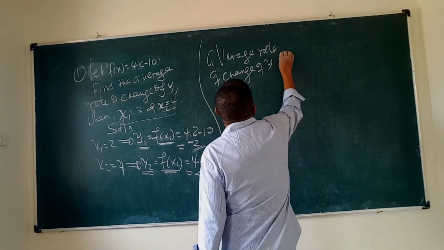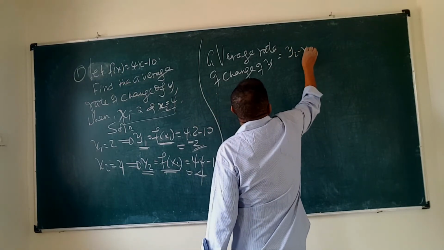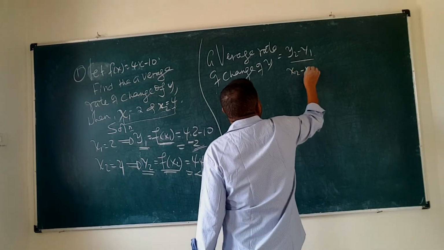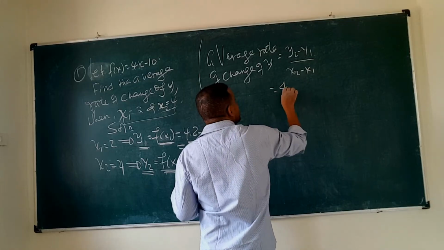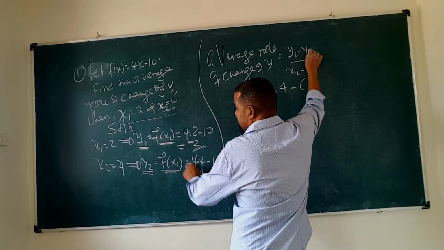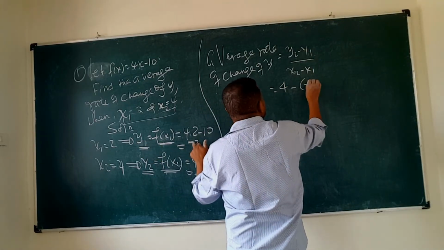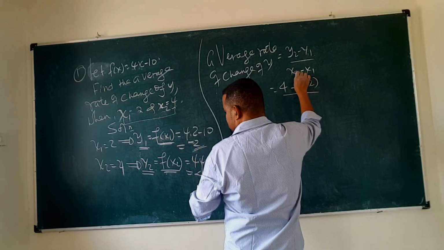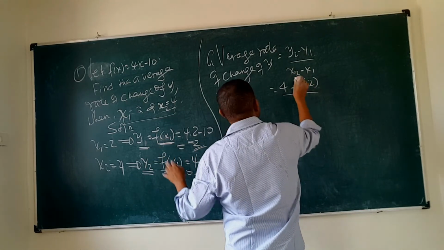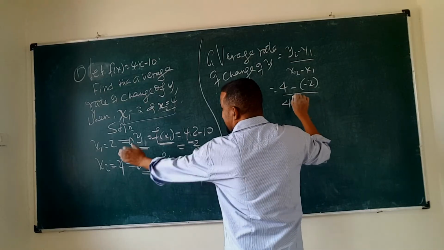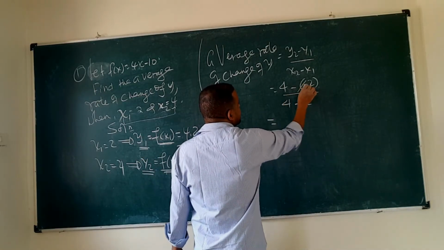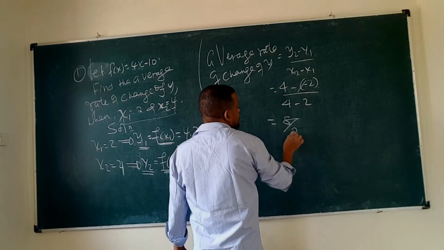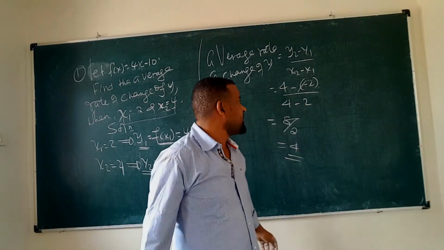So the average rate of change of y is y2 minus y1 over x2 minus x1. So what is y2? y2 is 6, minus y1, which is negative 2, over x2, where is x2? Okay, x2 is 4, minus x1, which is 2. So this is, negative becomes positive, 8 over 2, which is 4. Second example.